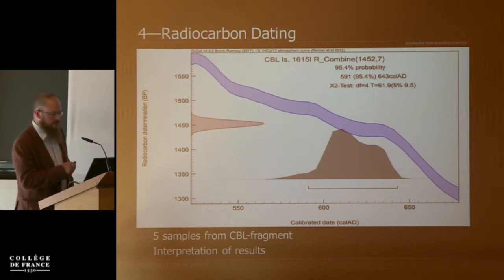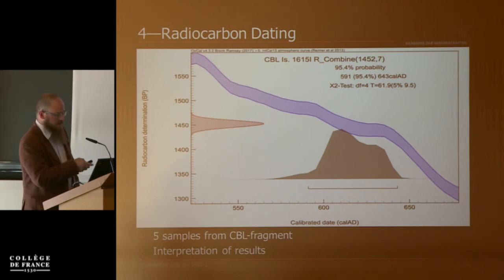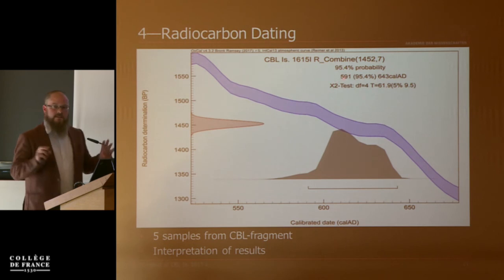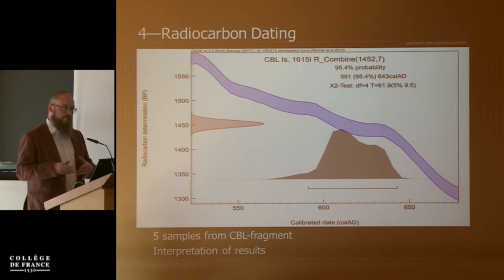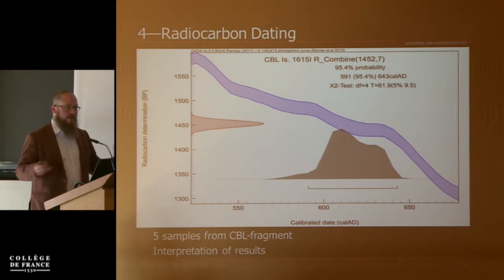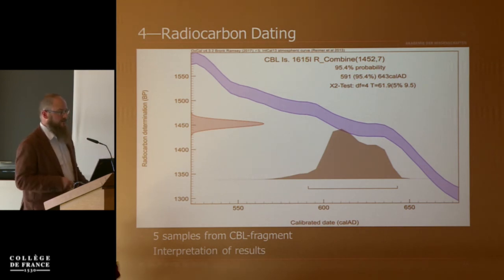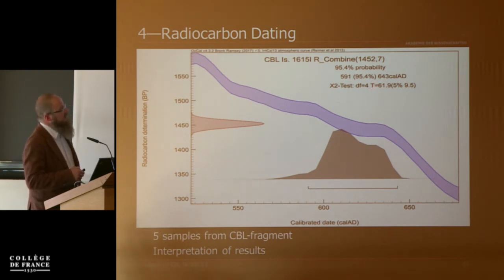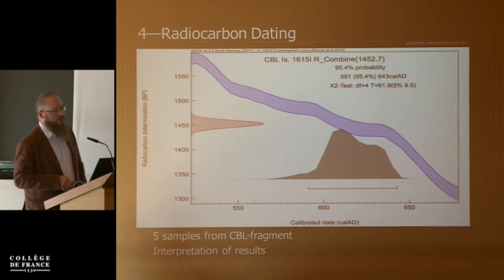I won't go deep into the diagram. Main result: if you combine them, which is allowed and should be done if you do multiple samples from a supposedly single object of a cultural or art historical object, you can combine them. So I get a text range of 591 to 643.